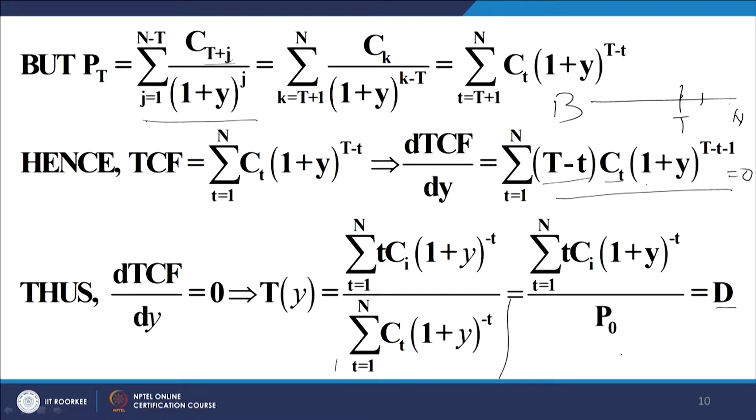Let us recap it. The total cash flow is this expression. The derivative of the total cash flow, if it is equated to 0, means the derivative of the total cash flow with respect to y is 0. What does it mean? It means that the total cash flow is independent of y at this point. What is that point? That point is given when capital T is equal to the duration.